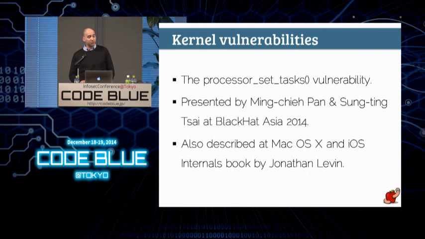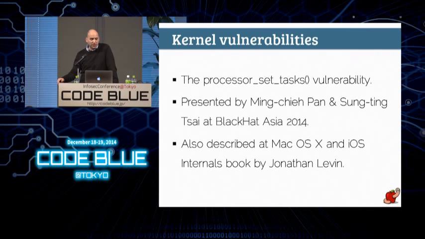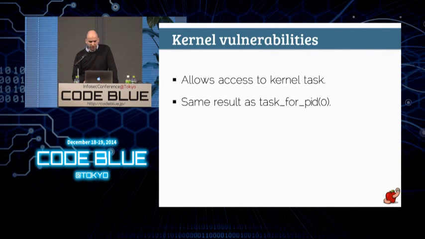This year, two Taiwanese researchers presented a new vulnerability that gives you the same port. The vulnerability is in this function, processor_set_tasks. And the funny thing is that it was also described in this book. If you know the Mac OS X and iOS Internals book, it describes the vulnerability, though it doesn't say it is a vulnerability. When the two researchers presented this, it clicked in my mind. I saw this somewhere. I went to the book, and it's there. Funny stuff. It was there all the time, but I didn't look at it as a vulnerability. It gives you, as I told you, the same kernel task port.